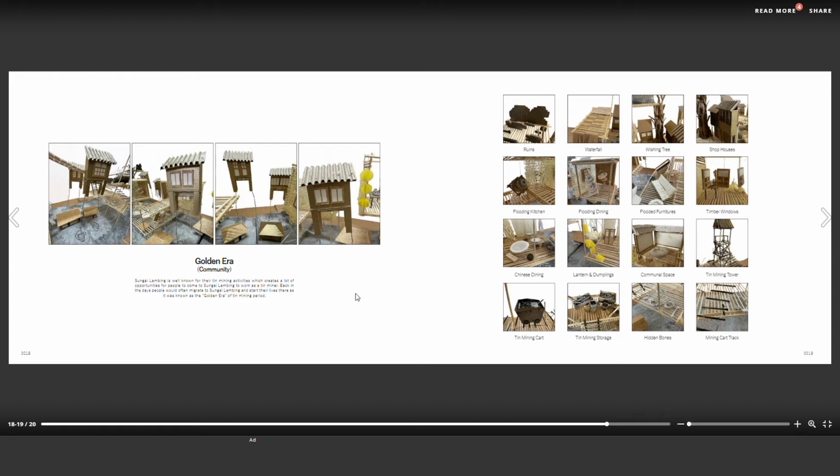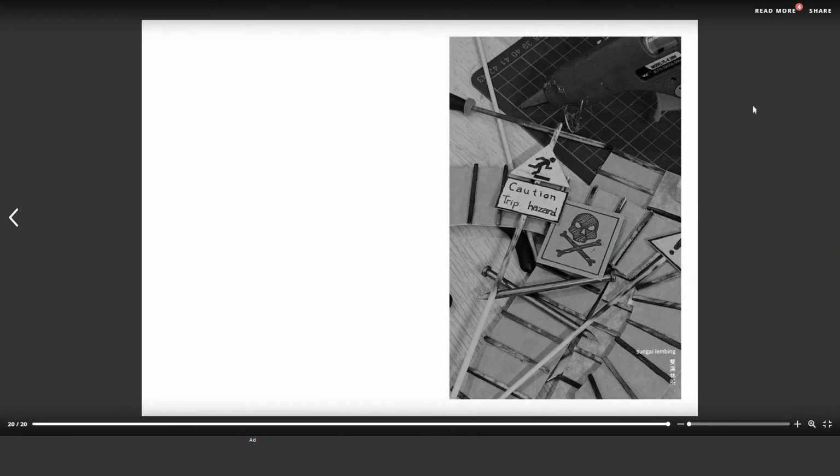So for the golden era, Sungai Lembing is well known for its tin mining activities, which created a lot of opportunities for people to come to Sungai Lembing to work as tin miners. Back in the old days, people often migrated to Sungai Lembing and started their lives, as it was known as the golden era of the tin mining period. Here you can see the components that help to narrate and create the whole narration of the four components. That is all for our task 2 report. Moving on to our video.